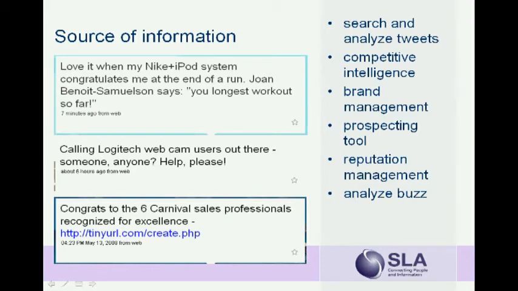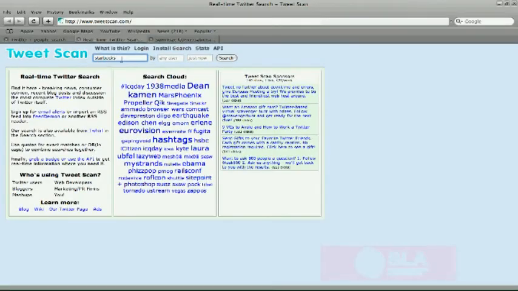There are a number of tools emerging to help us search and analyze Twitter. Let's take a look at two of them: TweetScan and Surmise. I'm going to pretend I'm Starbucks, and I want to know what people out there are saying about me. TweetScan allows you to search by keyword, by the name of the user, and by time frame. Let's see how Starbucks is doing.